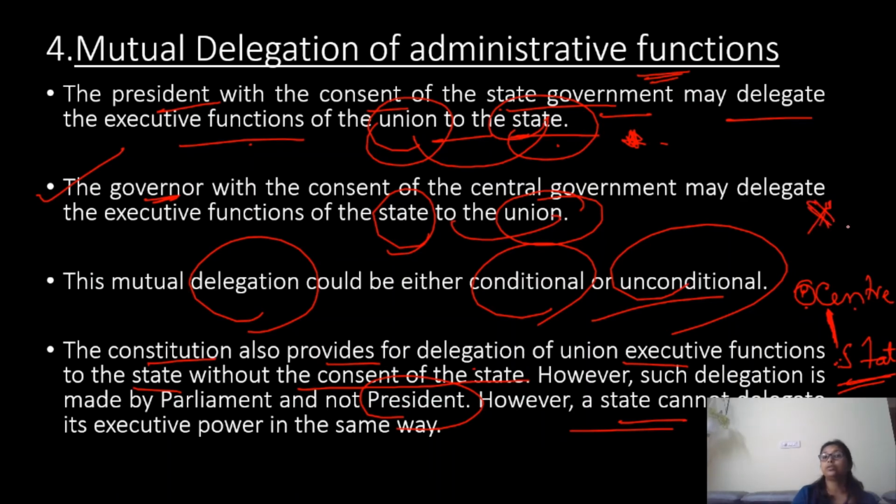Here I said the governor needs to take the consent from the central government, then can delegate the executive function to the state. But no other option is there: without the consent of the central government they cannot delegate the state administrative function to the center. But the other part is allowed: the center can delegate the administrative function to the state without the consent of the state government. But what is the exception? The president cannot do it. Parliament has the power to do that without taking permission from the state government. They can delegate the administrative functions of the center to the state.